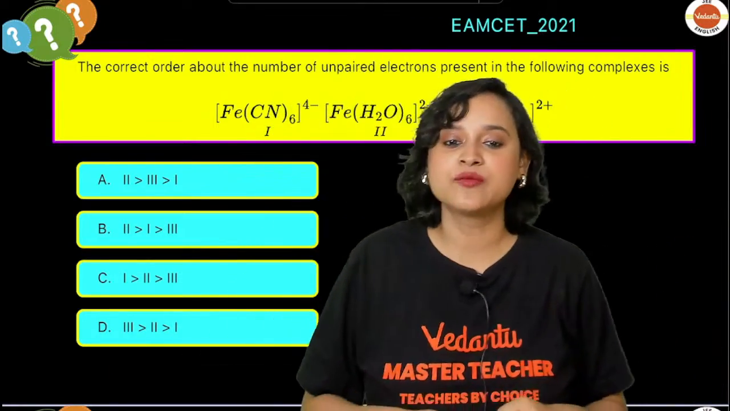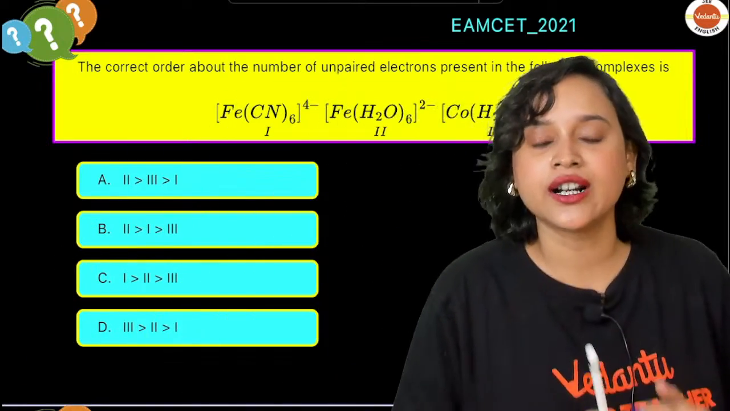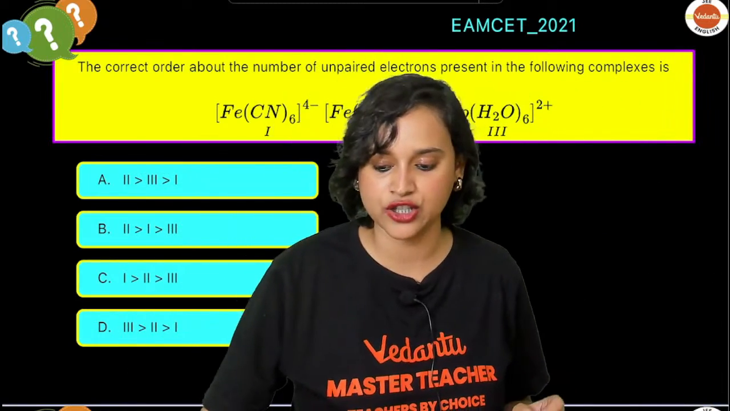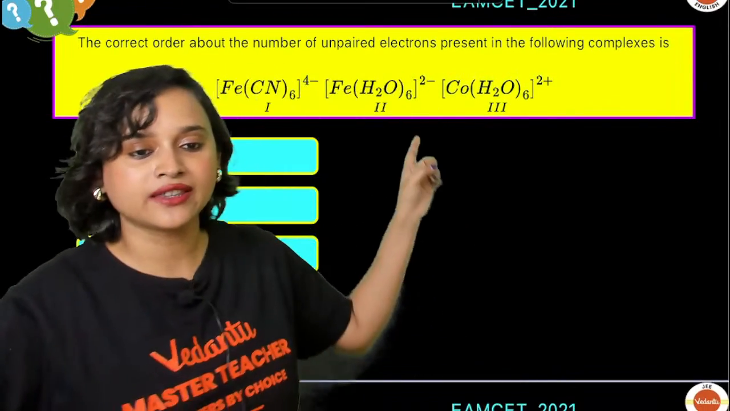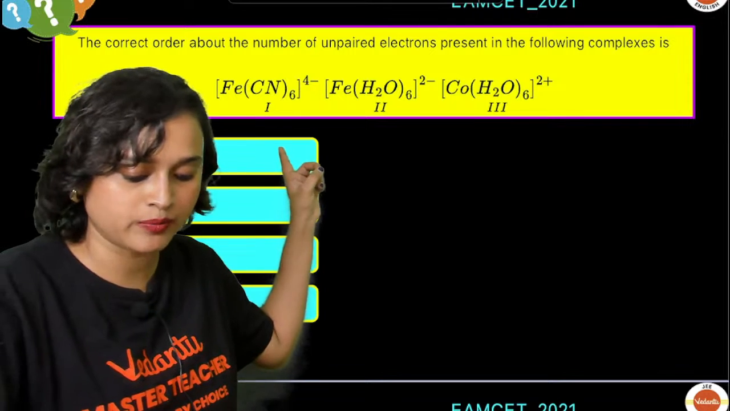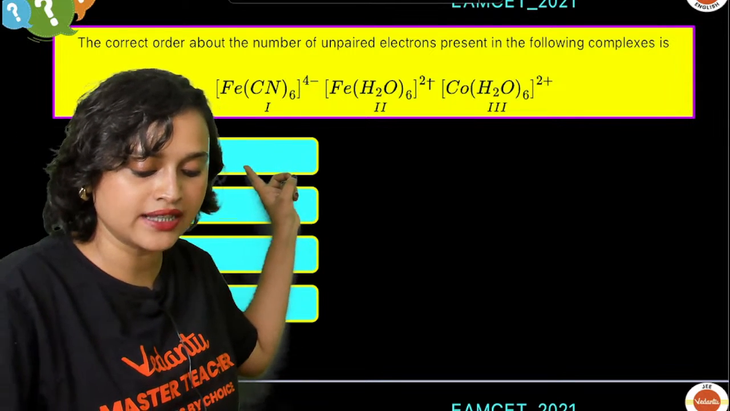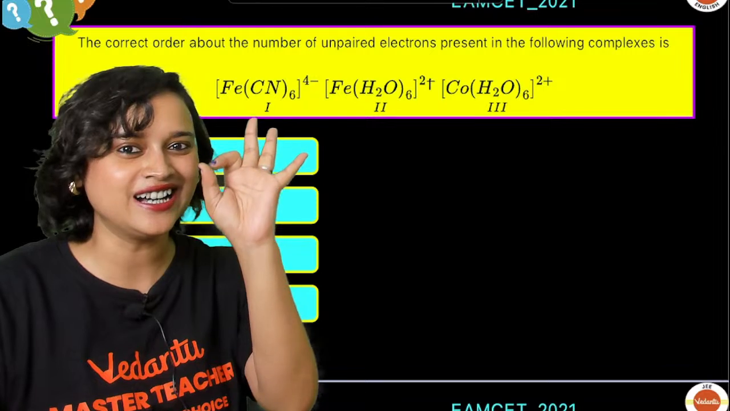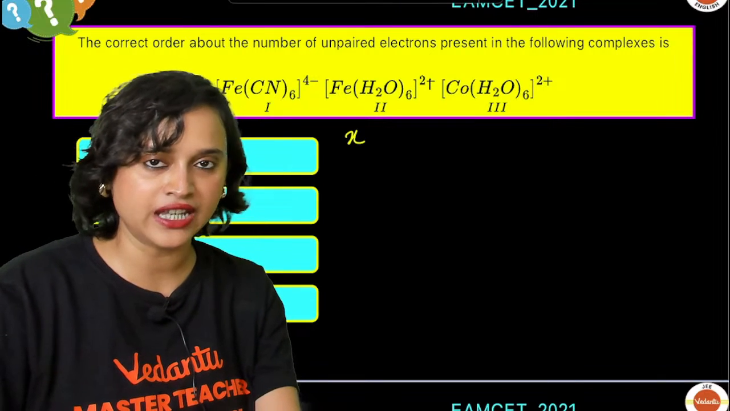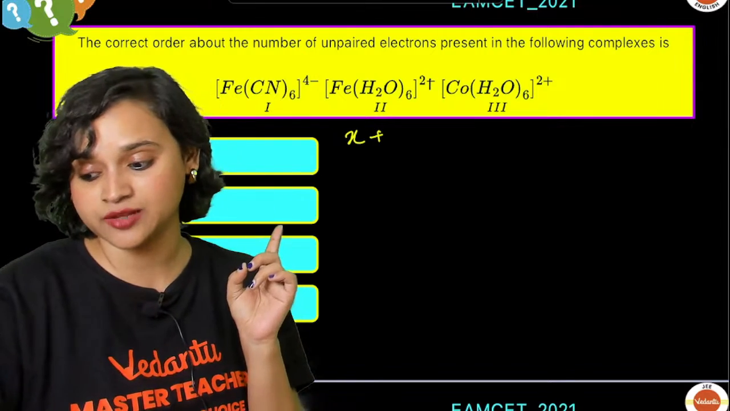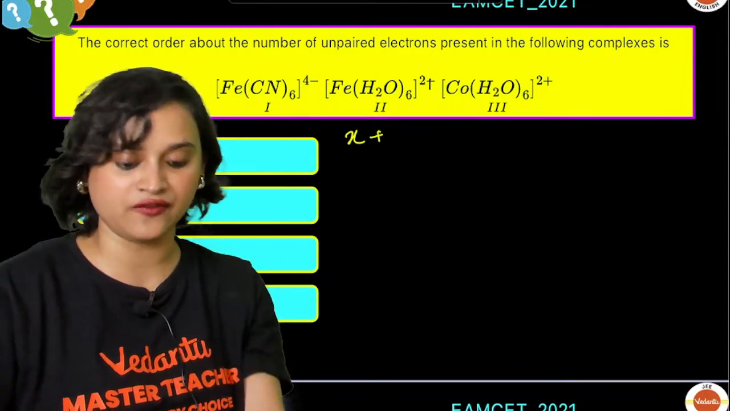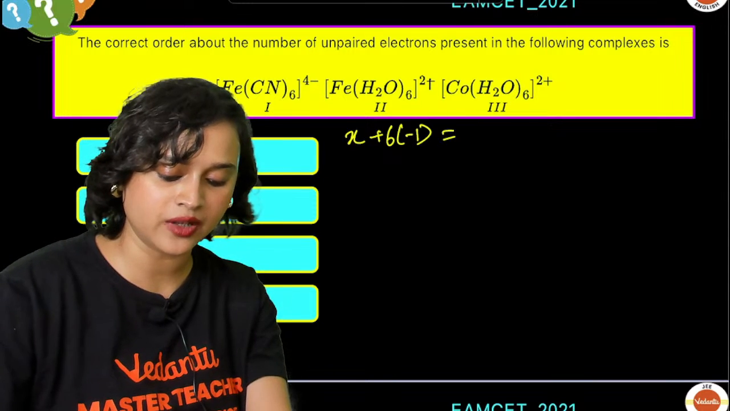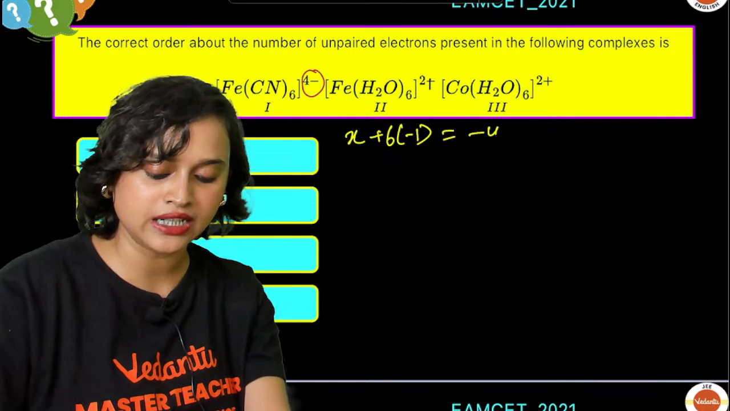Chalo guys, moving on. The correct order about the number of unpaired electrons present in the following complexes is, let us check this out. The first compound here is Fe(CN)6 4 minus. It is written here as 2 minus, but it can't be, it has to be 4 minus. First, let us find the oxidation state. Let us say Fe is x, CN has 1 negative charge, so plus minus 1 multiplied by 6, and the overall charge is 4 minus, so minus 4.